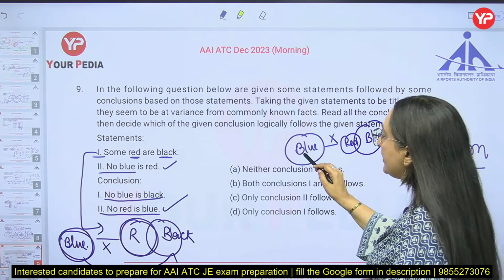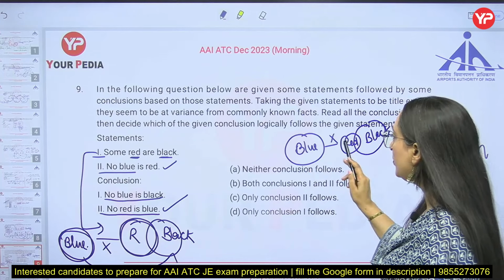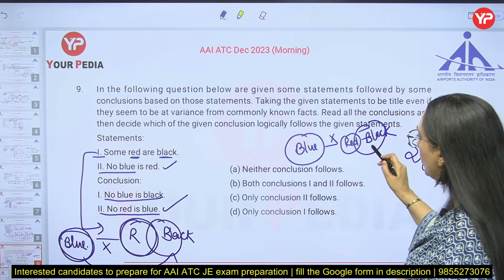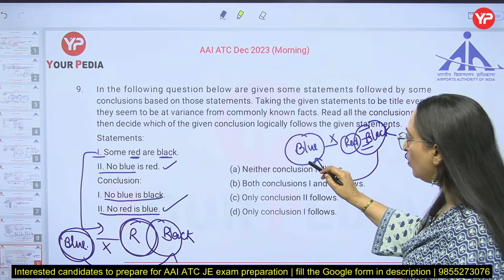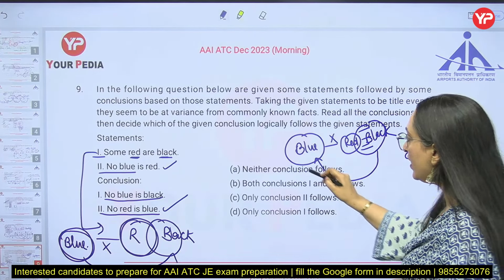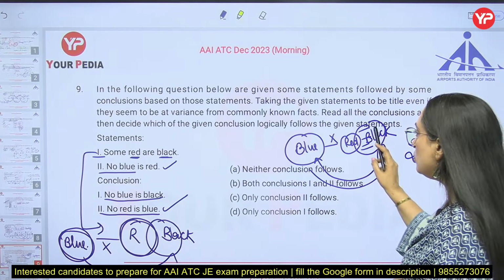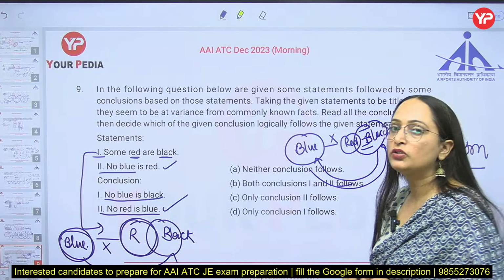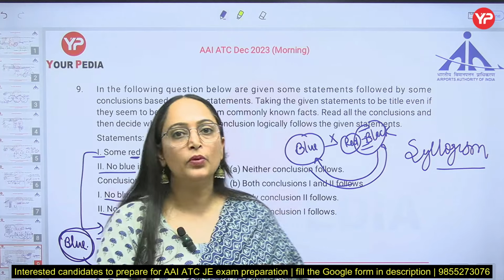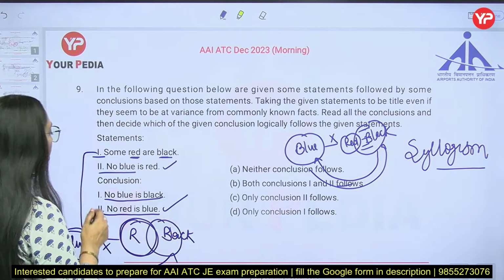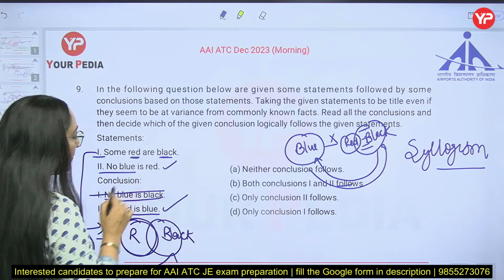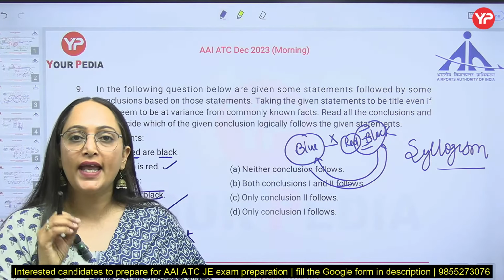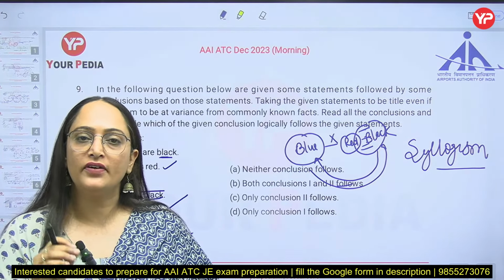So, direct relationship is given between blue and red and between red and black. So we don't know whether this portion of black is blue or this blue is black. Whole blue can be black and this portion of black can be blue. So there is a possibility between blue and black. That's why option A is wrong, because when there is a possibility, there is a doubt. So we cannot draw any definite conclusion.